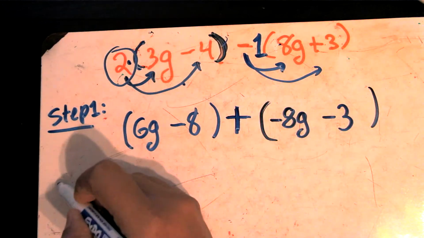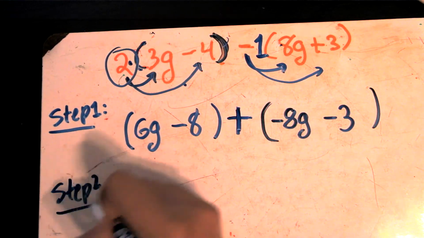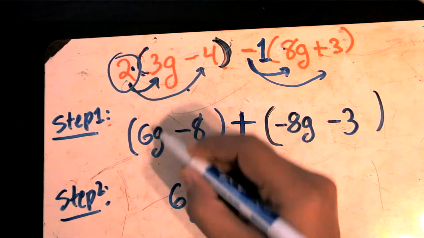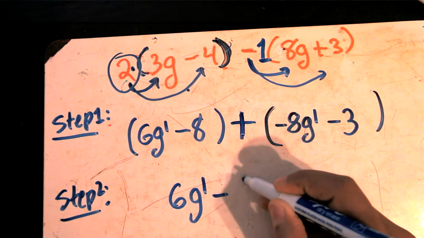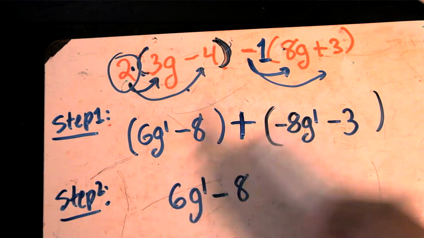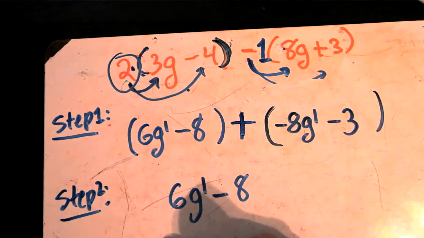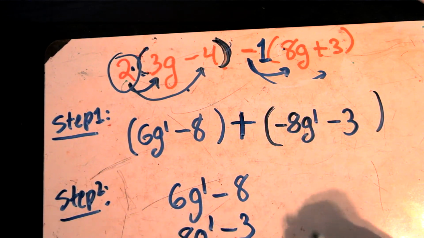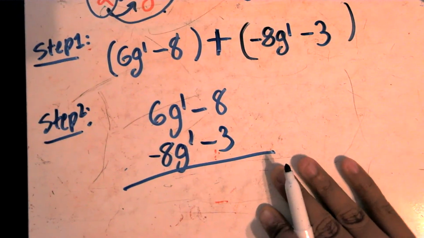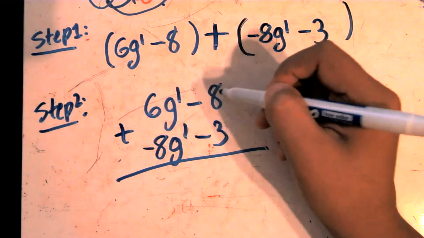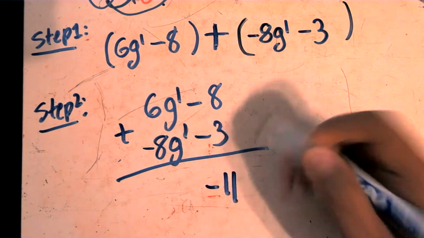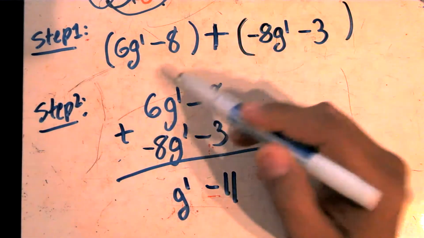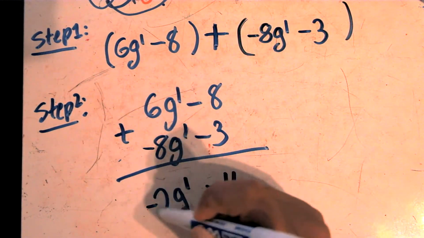And now we can go to step 2, where we line them up by like terms. 6g to the first power. Remember, there's an invisible 1 there for an exponent. And then we take the second polynomial and line it up underneath the first polynomial. And then we can add down. -8 plus -3 is going to give me -11. And then let's see how many g's to the first power we get. 6 plus -8 is -2 g's.